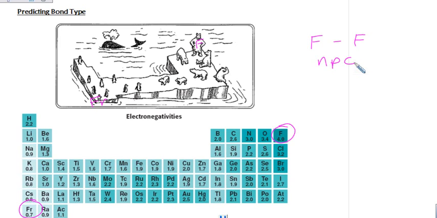Now obviously, if you look on this chart, you can find some other elements that do have the same electronegativity rating. For example, carbon and sulfur are both the same, 2.6. Hydrogen and phosphorus are the same, 2.2.